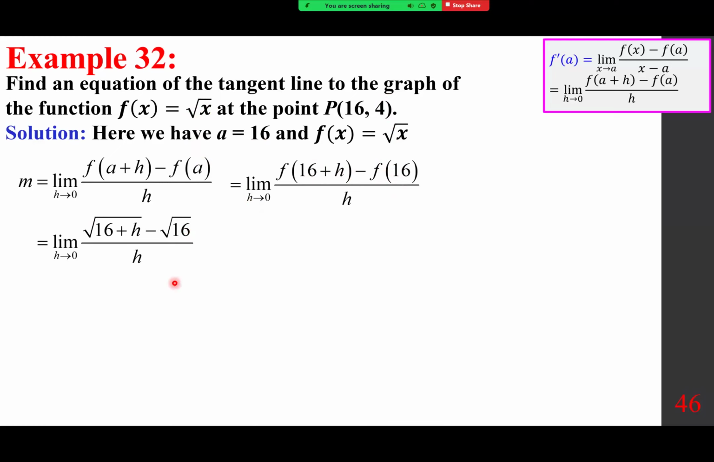And the technique is to multiply by the conjugate of the numerator. Again, either square root of 16 or 4 is your choice, makes no difference. Understand that means the same thing. The conjugate of the expression in the numerator takes a plus sign here. So we multiply and divide by it, and this expression is equal to 1.